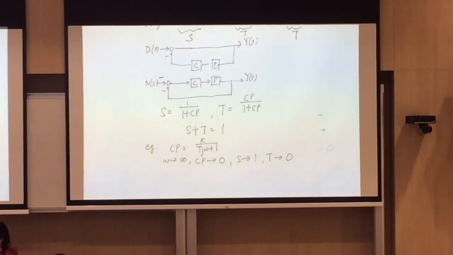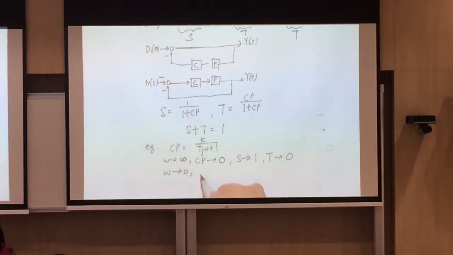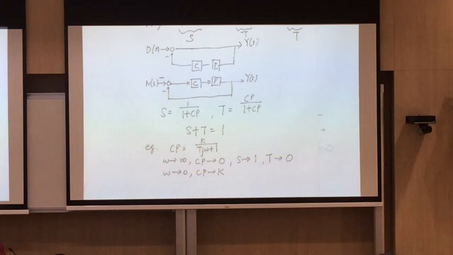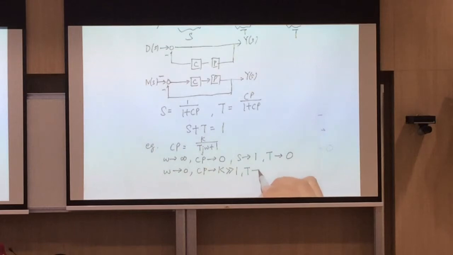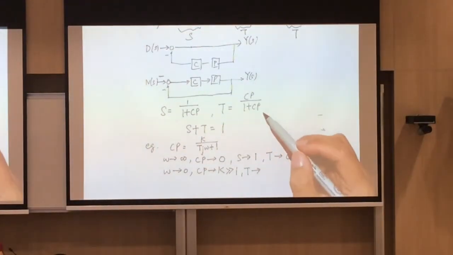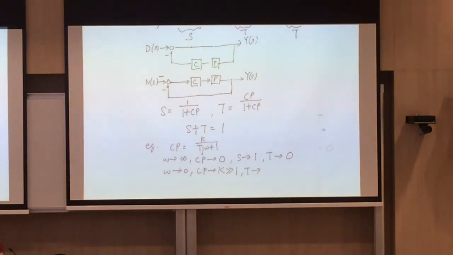Right, omega tends to 0. CP tends to K. That's K over 1 plus K, and we assume that K is much bigger than 1. What is T? T will be K over 1 plus K, which is 1, because K is bigger than 1. What about S? S will tend to 0, because CP tends to K, and we say that K is very large.